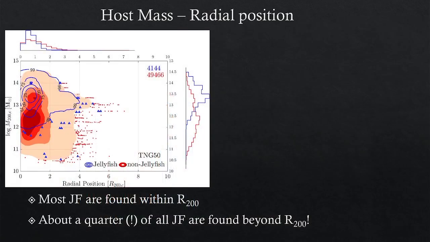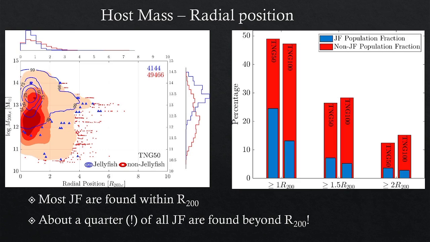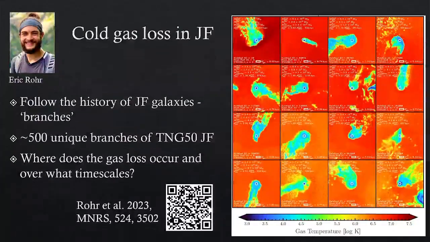If you look at the host mass and radial position, this is a function of radius in units of R200. As you'd expect, most jellyfish galaxies are found within R200. But you see that there's still a sizable population found beyond the virial radius. If you do the number crunching, as much as 25% of the galaxies may be found beyond the virial radius. We even looked at which of these were splashbacks, and it's still a sizable fraction. It could be first infall jellyfish galaxies found beyond the virial radius, so you can look for those.